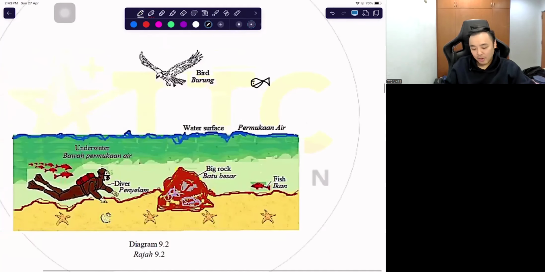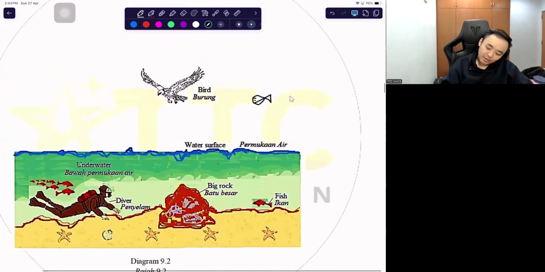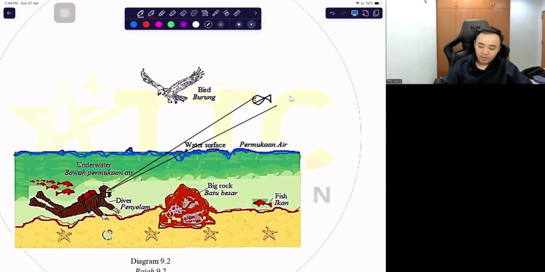Now I ask you a question. Diver saw the fish or the real fish? I mean, sorry, the image or the real fish? Which one did you see? You saw the image, right? So what you do, very simple. From the eye of the diver, you draw one line to the head of the fish. You draw another line to the tail of the fish.